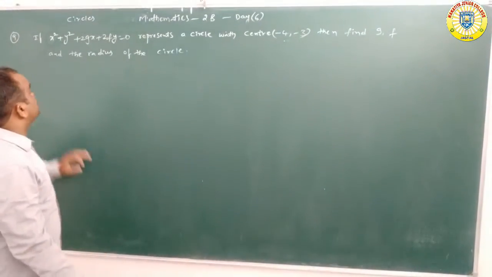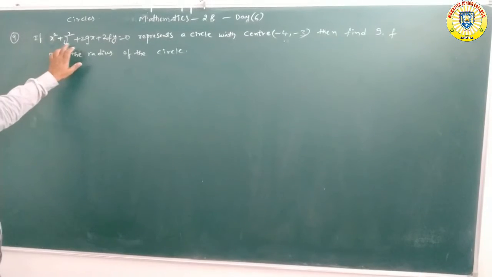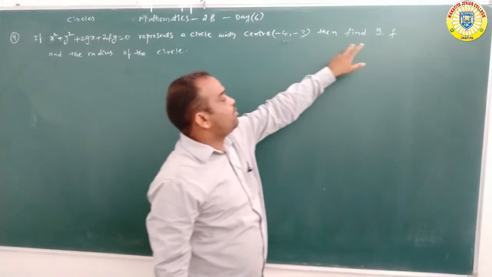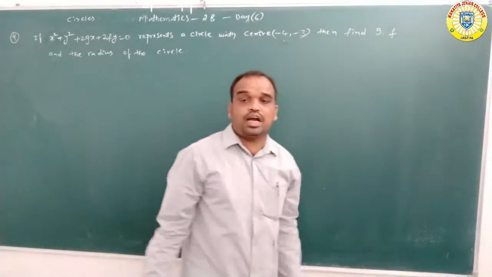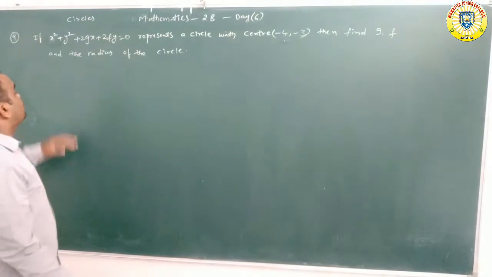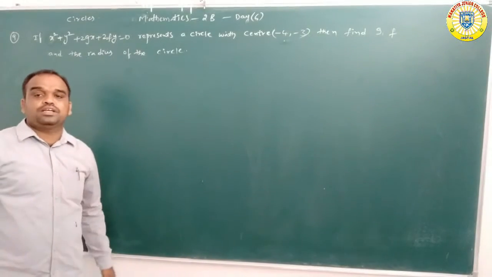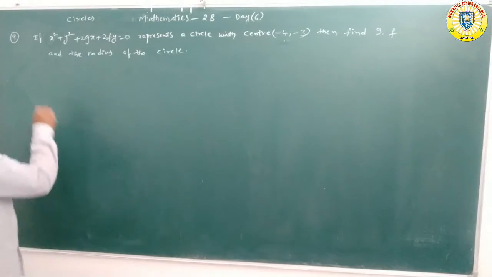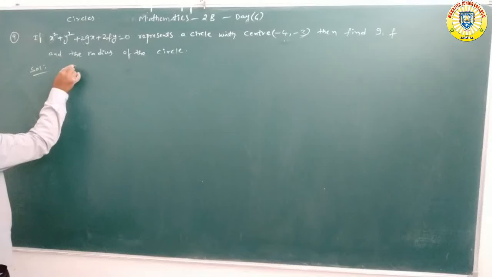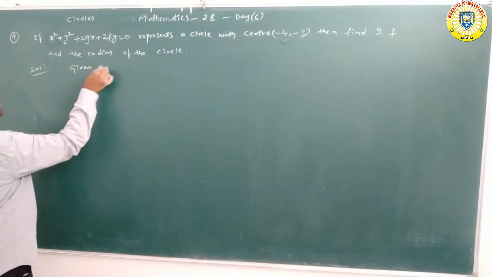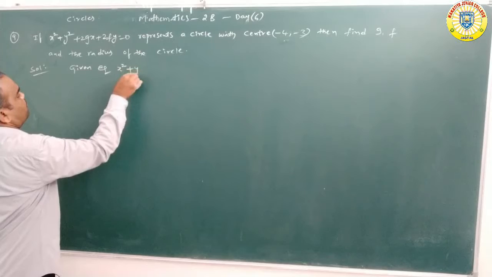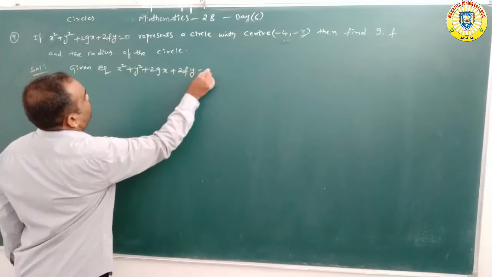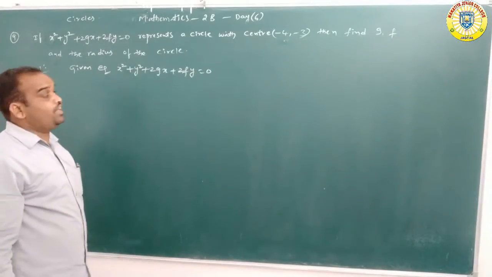Next one, continuation. If x square plus y square plus 2gx plus 2fy equals 0 represents a circle with center (minus 4, minus 3), then find the g, f values and the radius of the circle. See here, the given equation is x square plus y square plus 2gx plus 2fy is equal to 0.